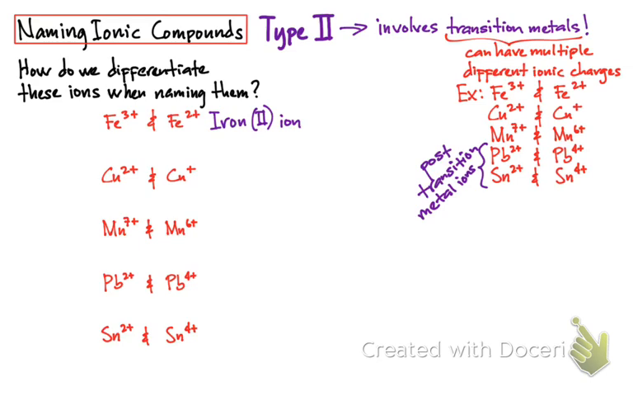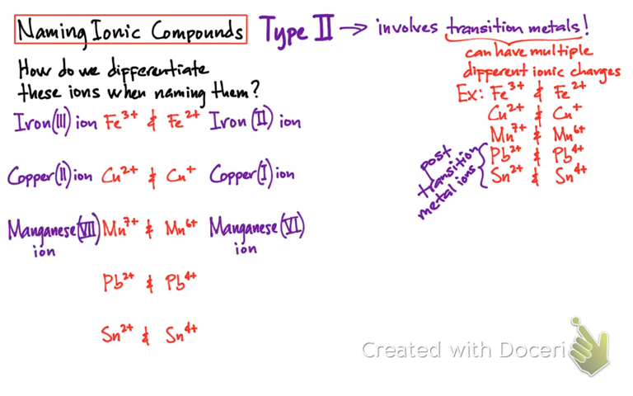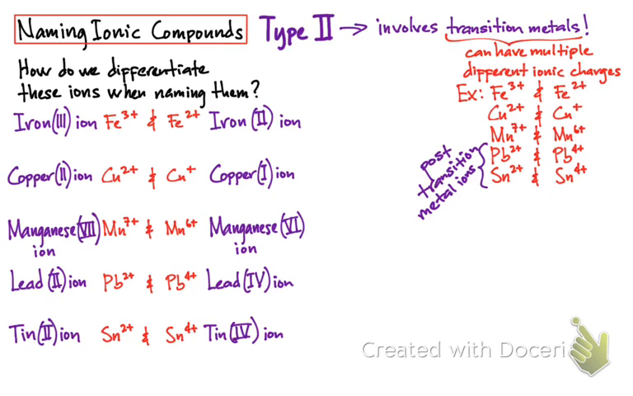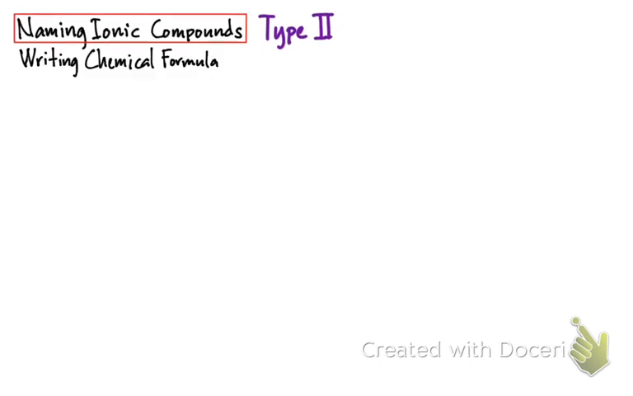The next one will be iron 3 ion, copper 2 and copper 1 ion, manganese 7 and manganese 6 ions, lead 2 and lead 4 ions, tin 2 and tin 4 ions. And then the anions, which are again the non-metals, you would name them the same way. So you have oxide ion, phosphide, nitride, selenide, and so on and so forth.